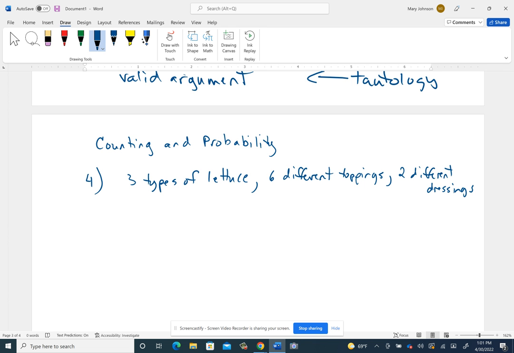Okay, so we had 3 types of lettuce. And then you can imagine 6 toppings, 1, 2, 3, 4, 5, 6, on each of these. Can you picture that? And then 2 dressings on each of those. The idea is how many different salads could be ordered. At the end of all these branches, we would have a total of 18 times 2, or 36 possibilities.